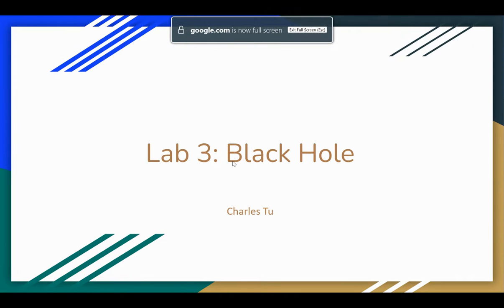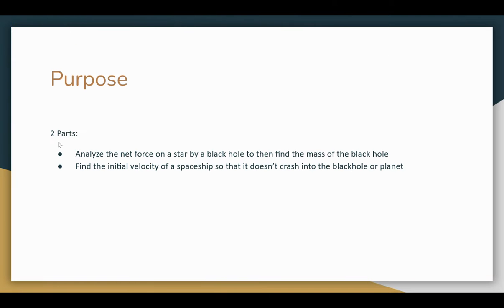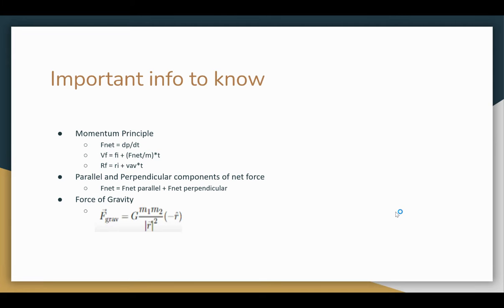This is Physics 2211, Lab 3, Black Hole. So this lab has two parts. For the first part, we want to analyze the net force on a star by a black hole and then use that information to find the mass. For the second part, we want to find the initial velocity of a spaceship so it won't crash into a black hole or a planet while it can closely observe the black hole.